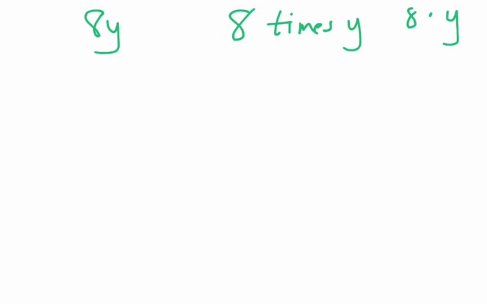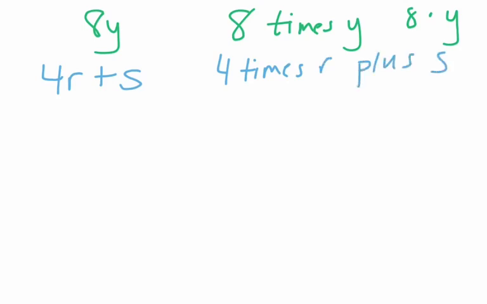You could also have an algebraic expression that has more than one variable, like 4r plus s. Now, typically we don't use a lot of s's in algebra because they tend to look like 5s. It's not that we never use them, but we do tend to avoid them for that reason. And this would be 4 times r plus s. Okay, so you get an idea of what an algebraic expression is.